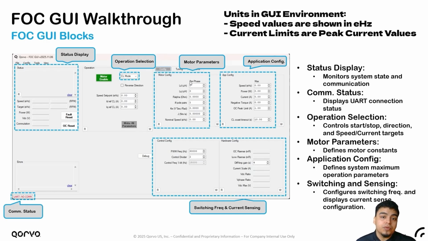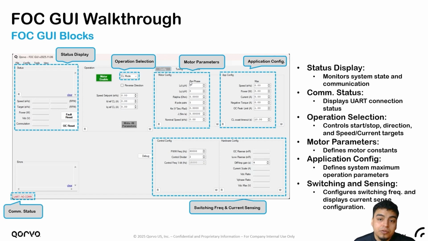Next is the motor parameters. This is where you enter your motor electrical constants, things like your winding inductance per phase values and your winding resistance per phase, as well as the number of pole pairs and the nominal speed, again shown in electrical hertz.